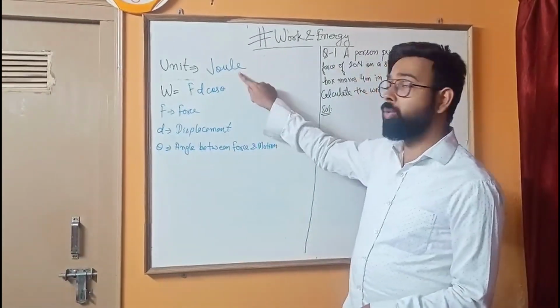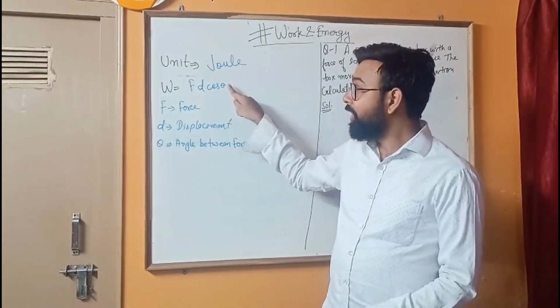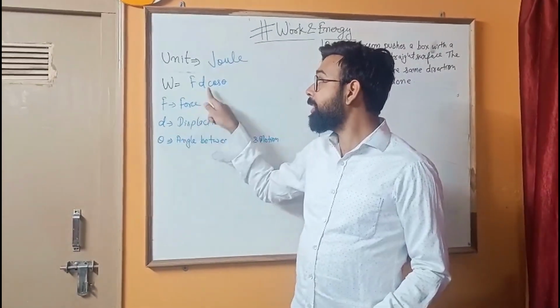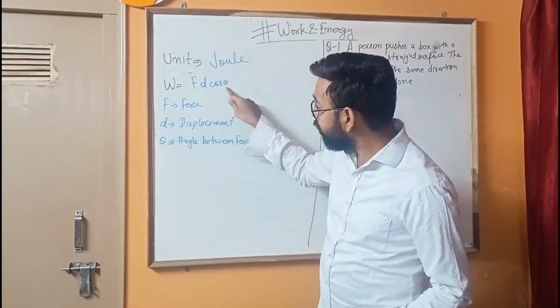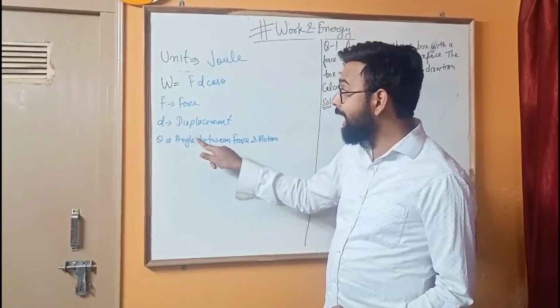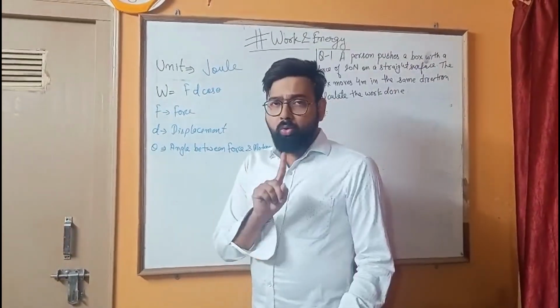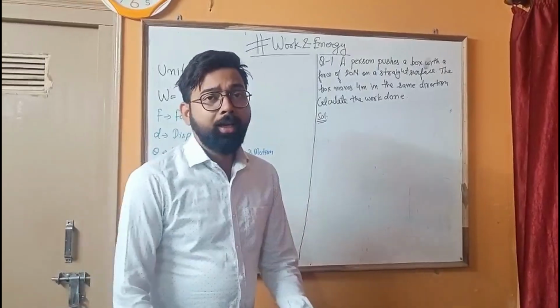Now we will look at what the unit and the formula for work done are. The unit is joule, and the formula for work done is F D cos theta, where F represents force, D represents displacement, and this cos theta you are familiar with from trigonometry. Theta is the angle between force and motion. We will do one numerical question so that you get clarity.